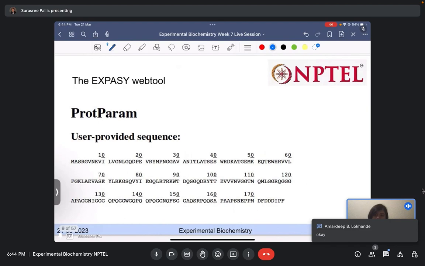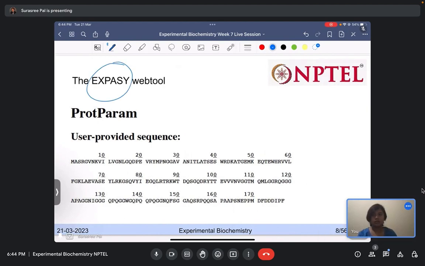Now there is a server which is called ExPASy. On this server, there is another section which is called ProtParam. So ProtParam is a web tool in which we provide the amino acid sequence, like this. This is the amino acid sequence of a protein, and this is actually a protein of 178 amino acids.